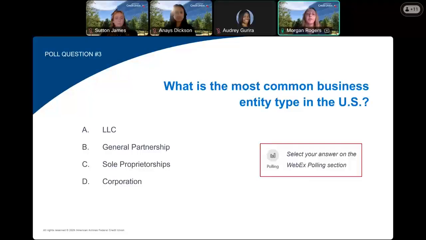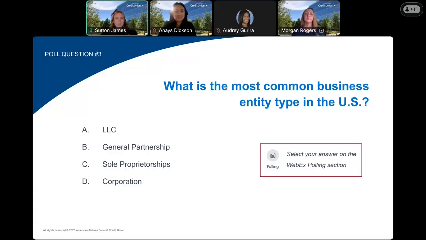All right, that brings us to our third polling question. I will take a quick pause here and turn it right back over to Anna and Sutton. Poll question number 3. What is the most common business entity type in the US? Is it A, an LLC? Is it B, a general partnership? C, sole proprietorship? Or is it D, a corporation? Let us know what you think.